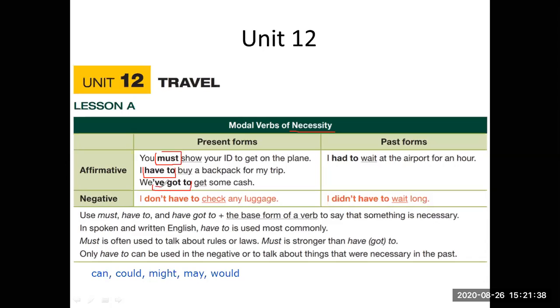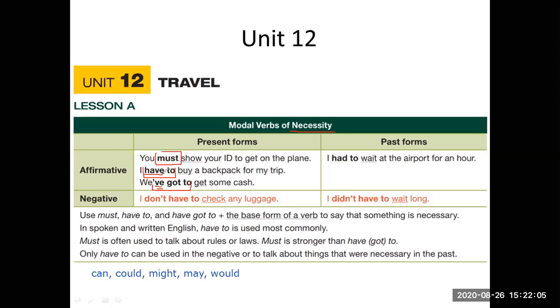This contraction is the same as this, have. Okay, we've got to. So this is to show a necessity that you have, something that you need to do. The examples you have here, you must show your ID to get on the plane. So it's mandatory that you show your ID to get on the plane.